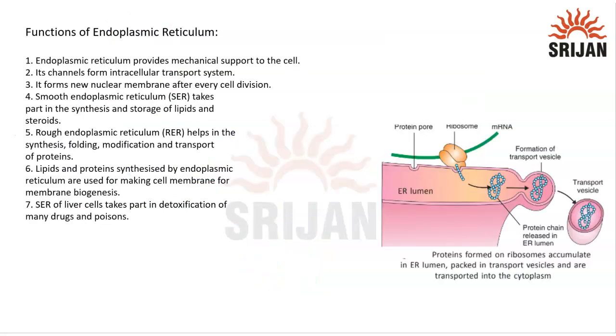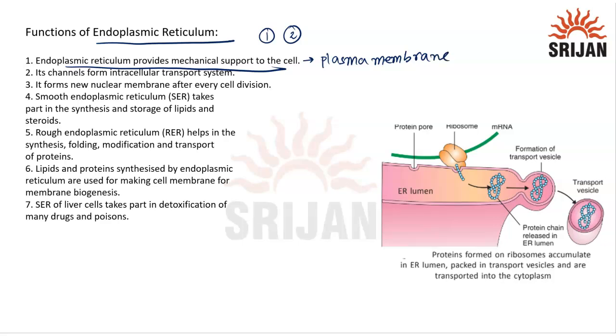Now, moving forward to the functions of endoplasmic reticulum. Very easy to understand. First thing first, lipid and sterol formation. Second, the formation of protein and the formation of enzyme, right? Now see, endoplasmic reticulum provides mechanical support to the cell as well, because we understood one part is connected with whom? To the plasma membrane, that we know. Coming to next, its channels form an intracellular transport system, because the materials that are formed in the nucleus are transported through endoplasmic reticulum, then they come to the cytoplasm, or the protoplasm.